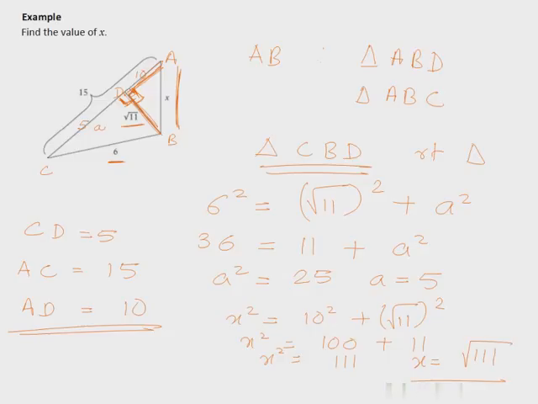So we used Pythagoras theorem twice. Once we got to the triangle containing x and we had both the sides, we could find x. Note that I couldn't directly use Pythagoras theorem on the big triangle ABC because it's not a 90-degree triangle. It's not a right angle triangle.